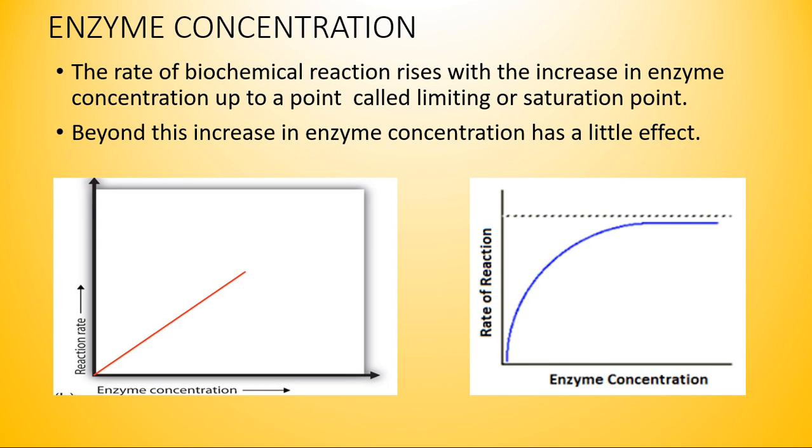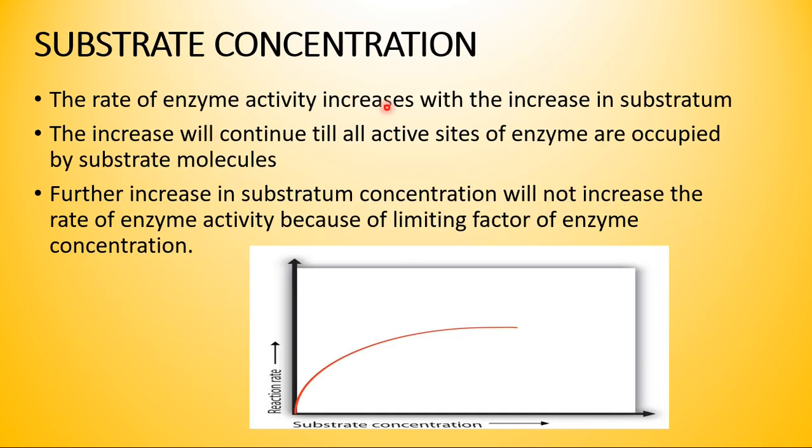Then moving on to the next one, concentration of substrate. Obviously, the rate of enzyme activity increases with the increase in substrate. So this is the substrate concentration and rate of reaction, and it goes on increasing. Until where is this going to occur? Until there is saturation between the enzyme active sites and the substrate molecules. Further increase in substrate concentration will not increase the rate of enzyme activity because of the limiting factor of enzyme concentration.